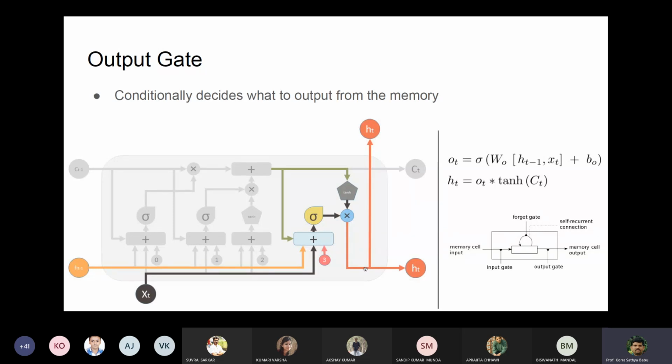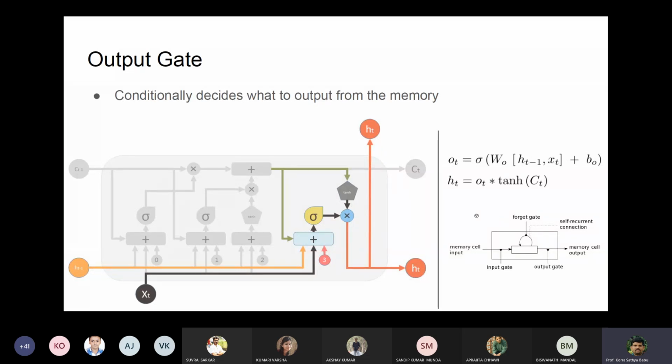Now, ultimately for h_t, this C_t value that you earlier got from the memory update, you pass through a tanh function, giving a range from -1 to +1, and multiply it by the output of this sigmoid layer. Then you are getting this h_t. This is the output that you are going to get.